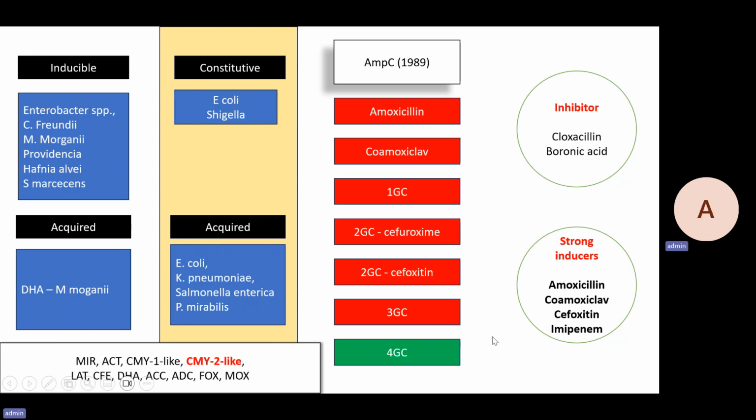There are different types of AmpC which people encounter in clinical practice. You don't need to remember the names, but if you want to remember one, CMY-2-like AmpCs are the commonest type of AmpC that we see in clinical practice. So the commonest type of ESBL is CTX-M, and the commonest type of AmpC is CMY-2-like AmpC.